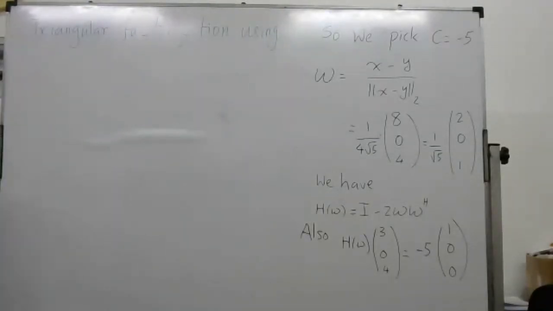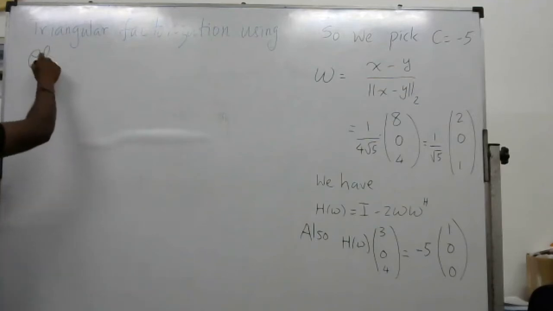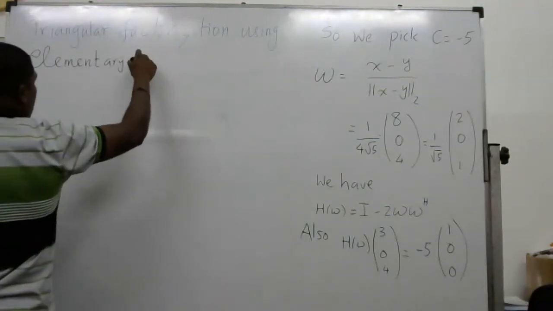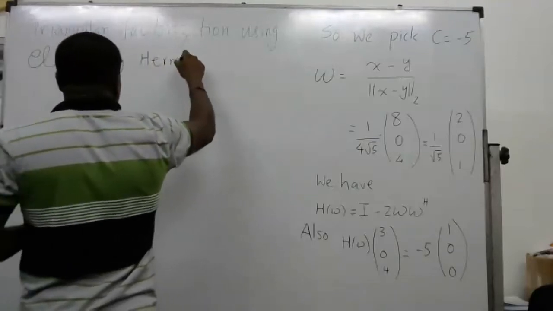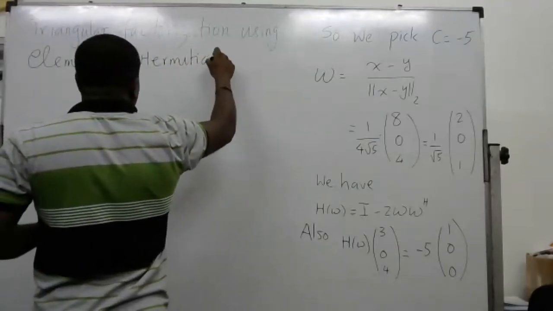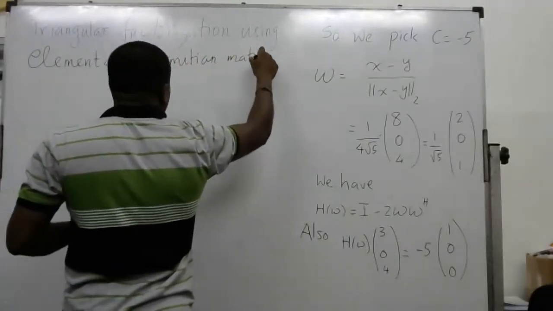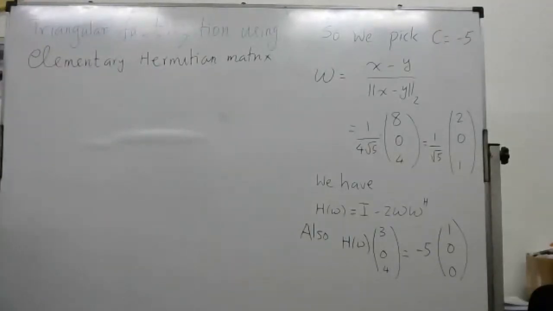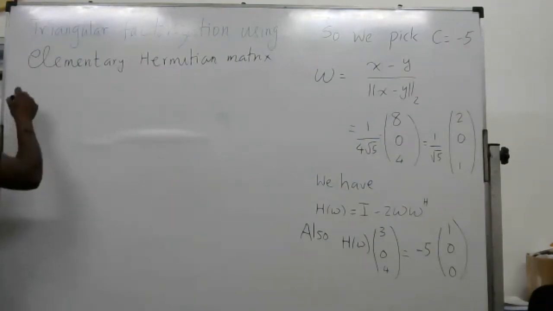So it is triangular factorization using elementary Hermitian matrices. Okay, triangular factorization by using elementary Hermitian matrices. I will write this as a theorem.